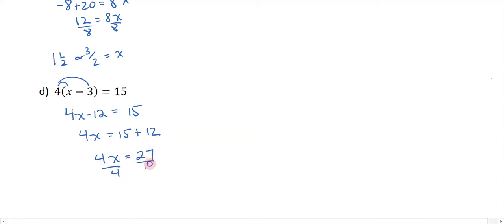I divide both sides by 4. Now my final answer is a fraction, even though I didn't have to work with fractions. So 4 goes into 27 7 times. No, it doesn't. It goes in 6 times with 3 left over. Okay, so 6 3/4.